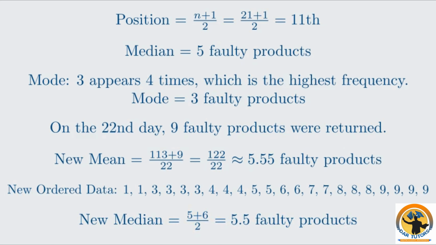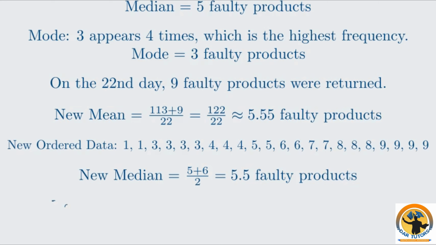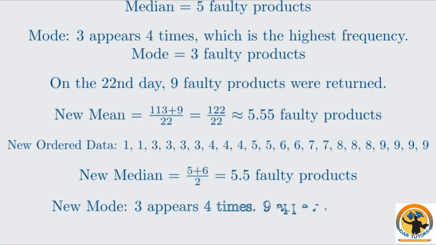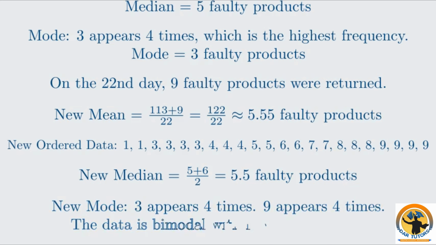What about the mode? The original mode was 3. Now, looking at the full dataset, both 3 and 9 appear 4 times each. The highest frequency is 4, and since there are 2 values that occur this often, the new dataset is bimodal, with modes at 3 and 9. This example clearly shows how different measures of center are affected in different ways by new data.